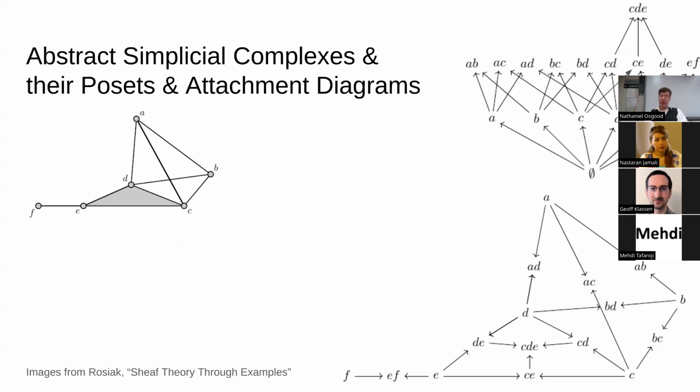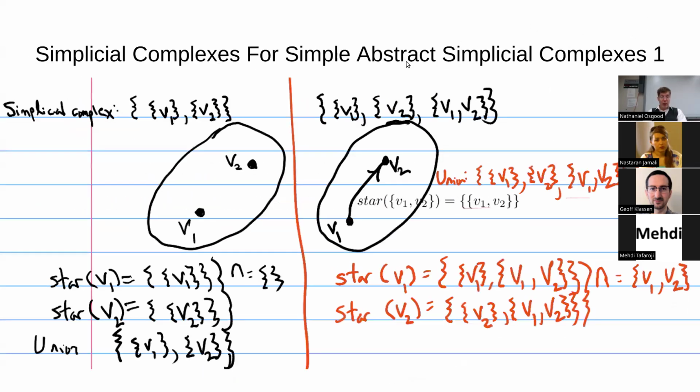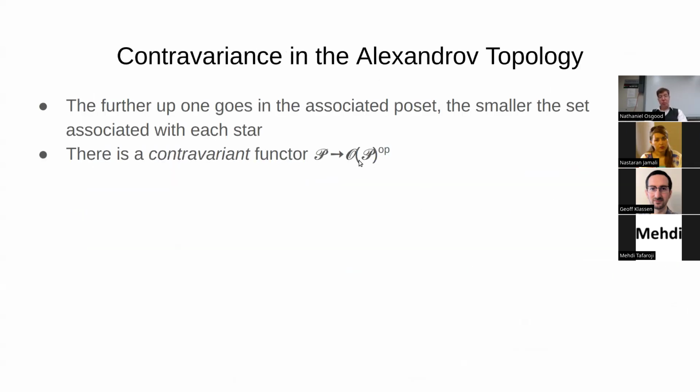So we had talked about how the star for C, for example, even though it's a zero simplex, its star is larger than the star associated with one simplex CD, right? And that star is larger itself than the star for one simplex CDE, or the two simplex CDE. So they get smaller.